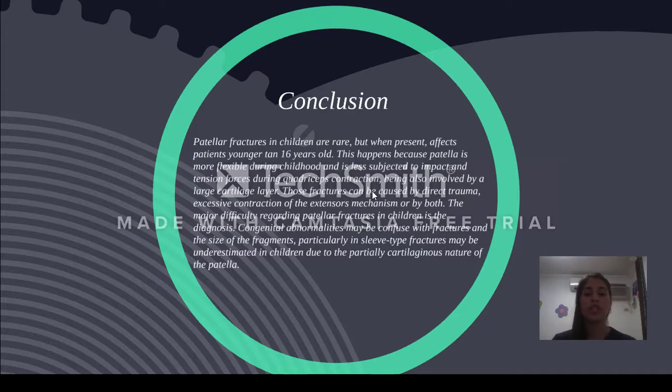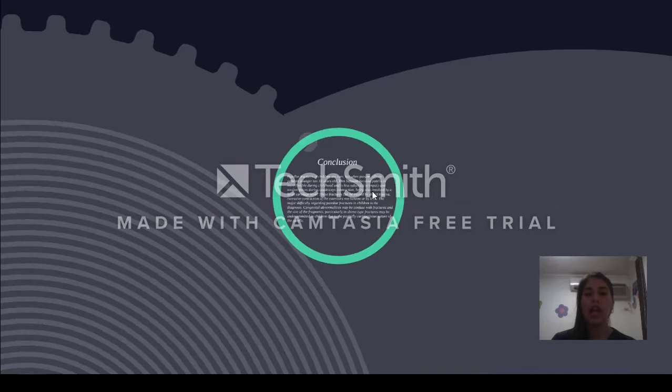The major difficulty regarding patellar fractures in children is the diagnosis. Congenital abnormalities may be confused with fractures, and the size of the fragments, particularly in sleeve-type fractures, may be underestimated in children due to the cartilaginous nature of the patella.